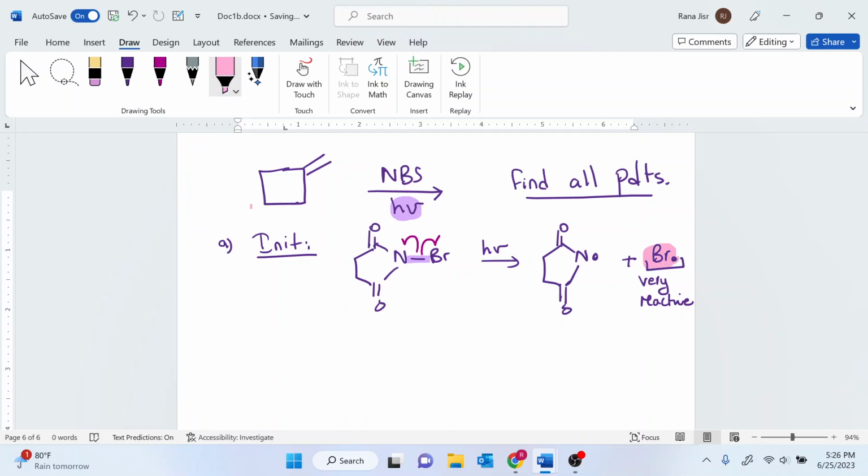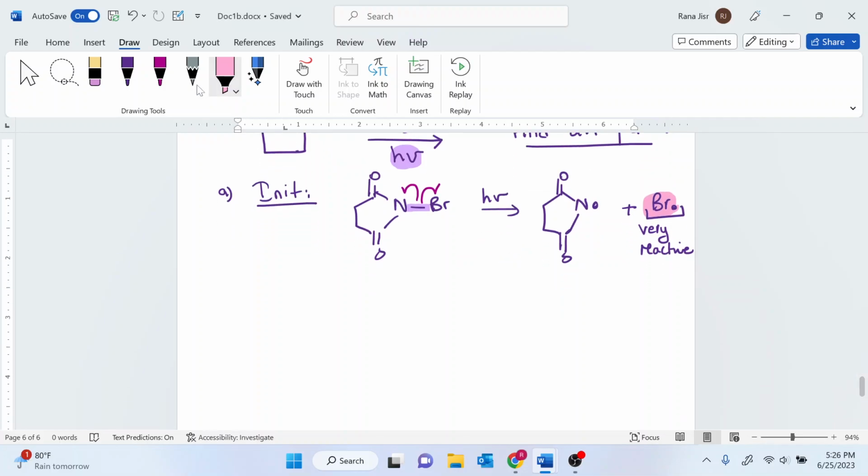But remember what we did whenever we were doing bromine in presence of light. We said that not all the starting material is going to cleave by light. Some of the NBS is going to remain unreacted. So I'm just going to go ahead and write here plus unreacted NBS. Okay, so that's going to be the first step in there.